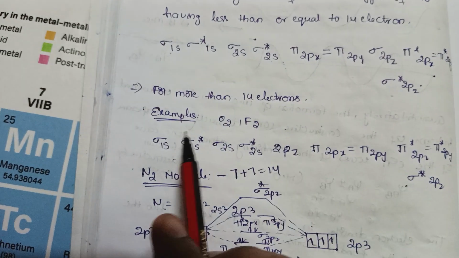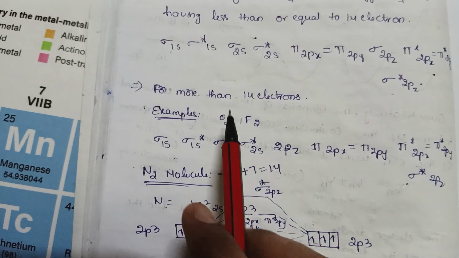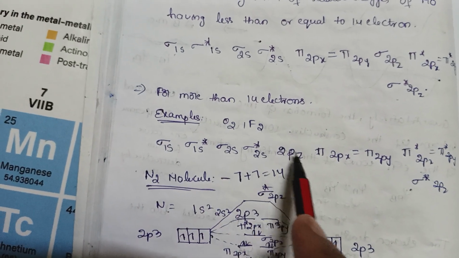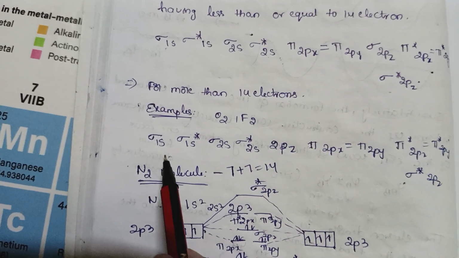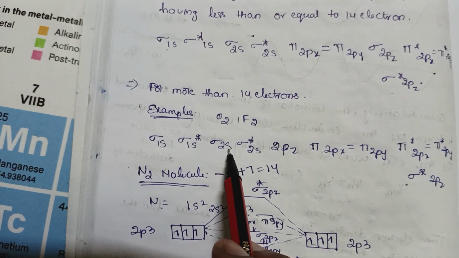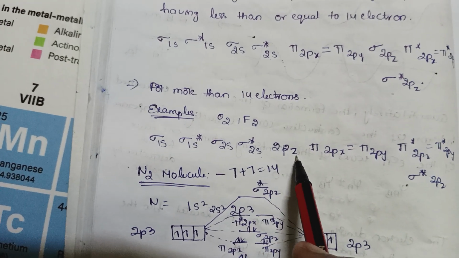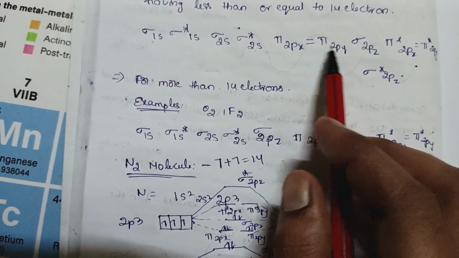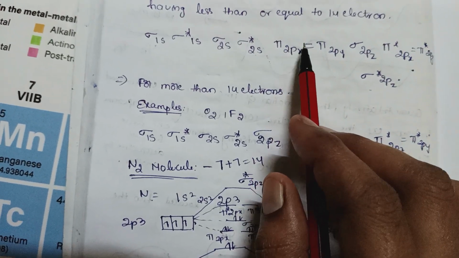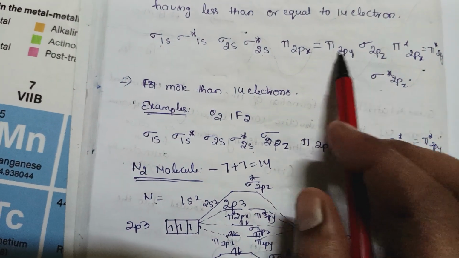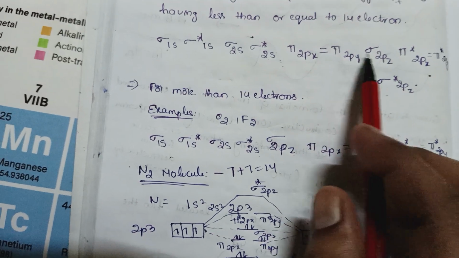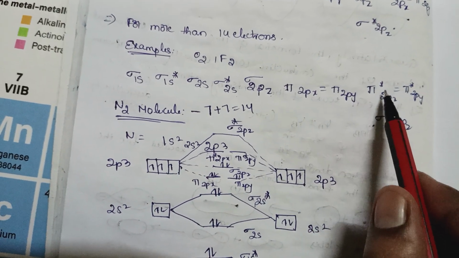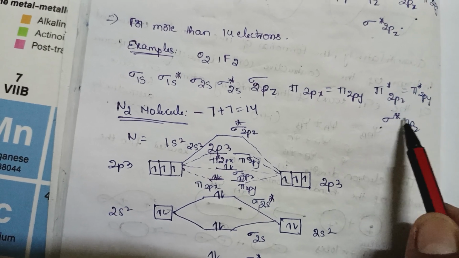For more than 14 electrons, like O2, F2, if present in the molecule, we have to use this increasing order of relative energies. Sigma 1s, sigma star 1s, sigma 2s, sigma star 2s, sigma 2pz. Here, pi 2px equals pi 2py came before sigma 2pz in the case of 14 electrons or fewer, but for more than 14 electrons, these two orbitals only interchange. So pi 2px equals pi 2py, pi star 2px equals pi star 2py, sigma star 2pz.